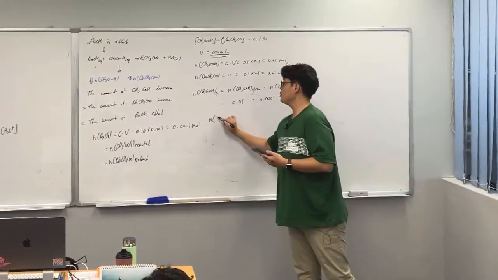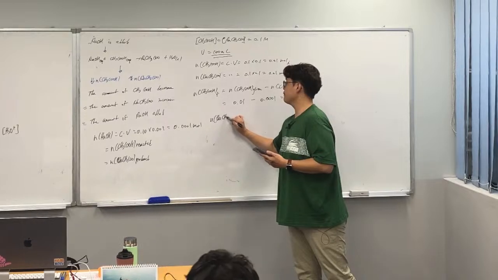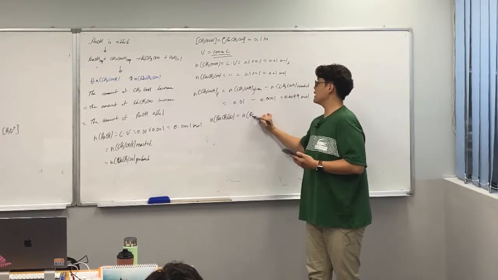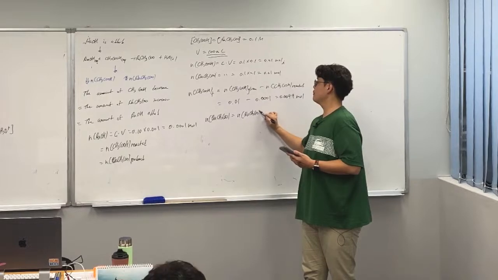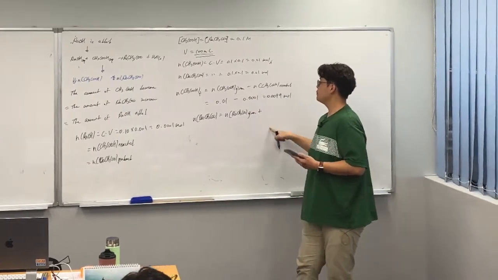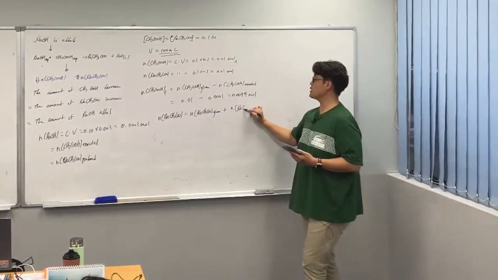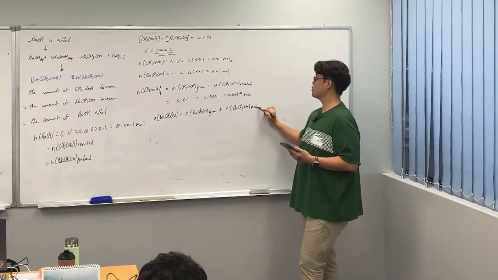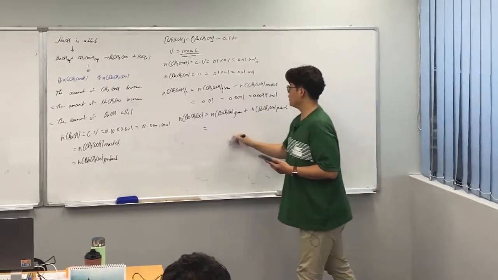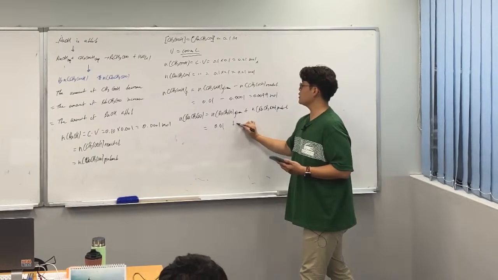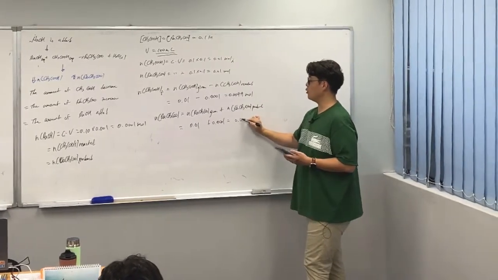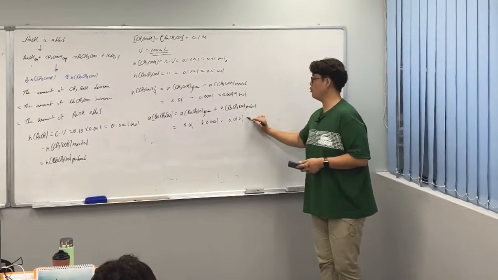And N of the sodium acetate would be N of the sodium acetate you're given plus N of the sodium acetate produced. That is 0.01 plus 0.0001, giving you 0.0101 mole.